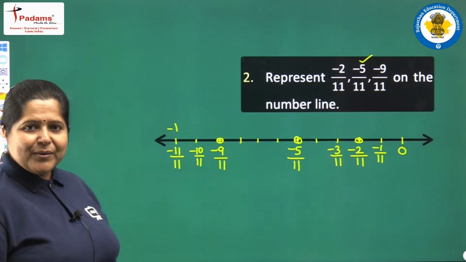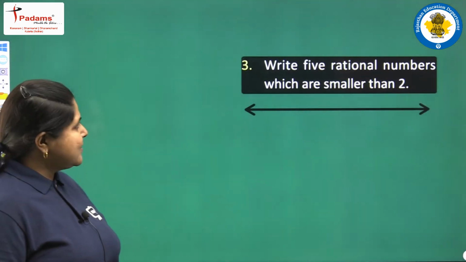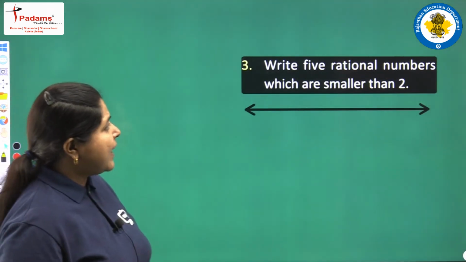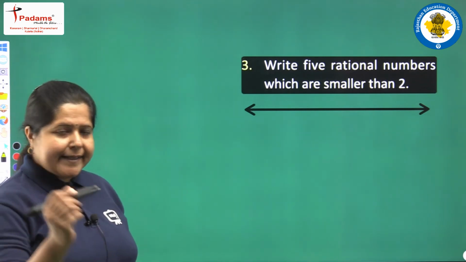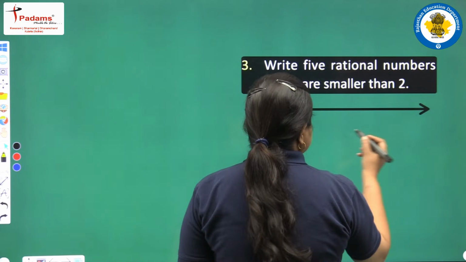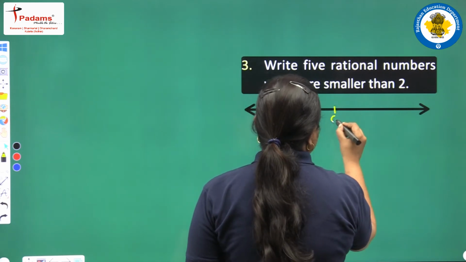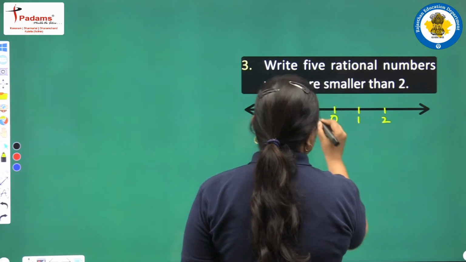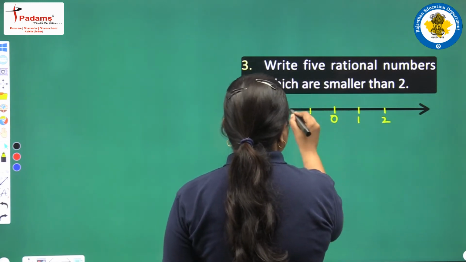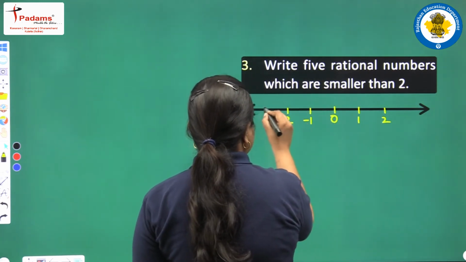Is it clear to you? We move on to the next question. Write 5 rational numbers which are smaller than 2. Let us first mark 2 on the number line. We have 0 in the center, then 1, then 2. Here minus 1, minus 2, minus 3.